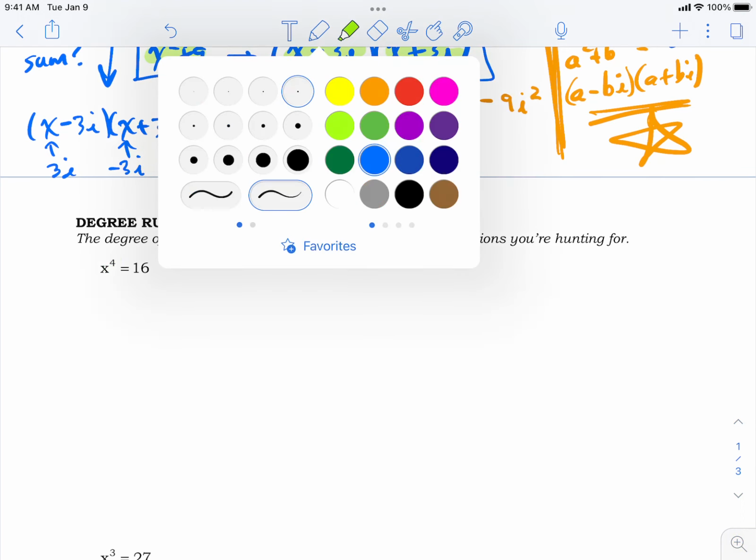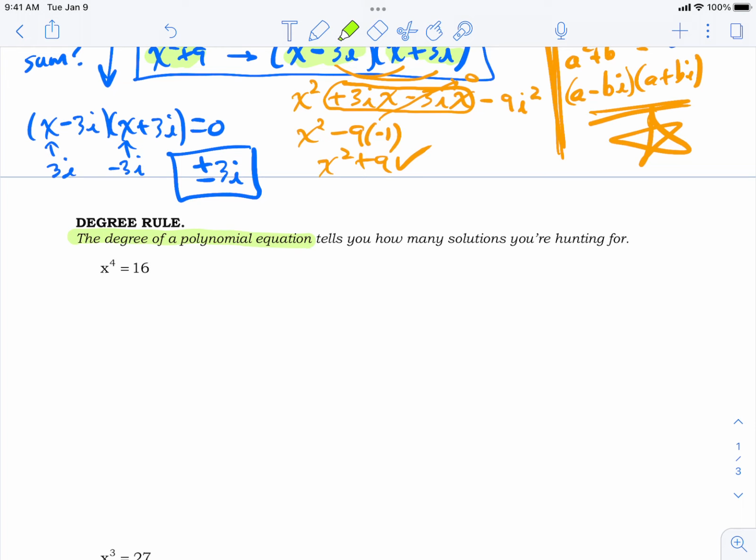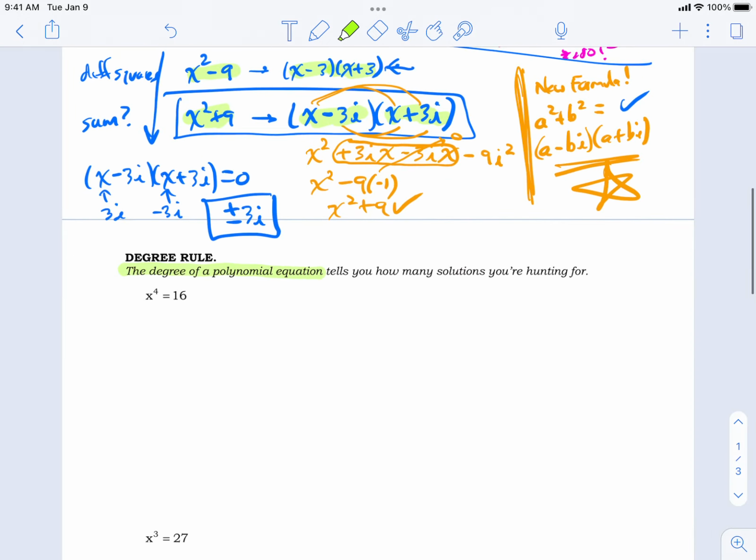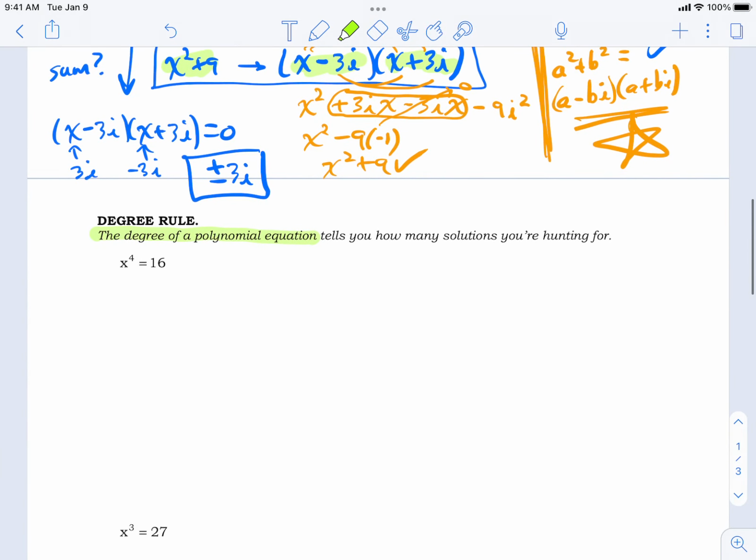Stated slightly more carefully, it says the degree of a polynomial equation, and that just means the biggest exponent on the x, so the highest exponent on x is called the degree of a polynomial equation. Anyway, it tells you how many solutions you're hunting for. I want to be a little bit careful about what this means. We'll come back to that later. But it does tell you how many solutions you're hunting for. So if I see a degree 4 polynomial, I'm hunting for 4 solutions.